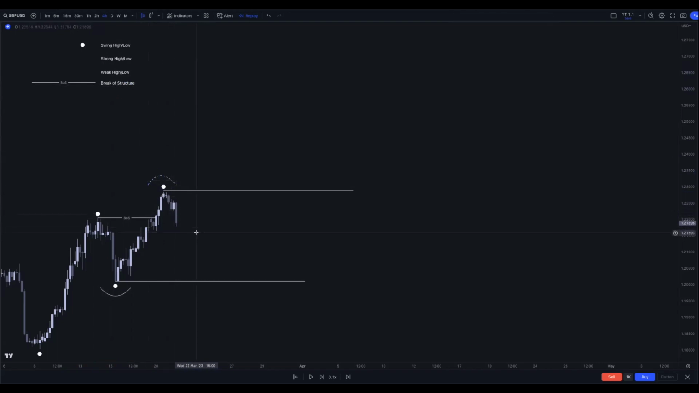So what can we gather from that? Well, we know that price can ultimately come down to this point, and as long as this is a strong low, we can gather that price will not close below this point, right? And as long as this remains a strong low, then we can anticipate that price is going to close above and take out this weak high.